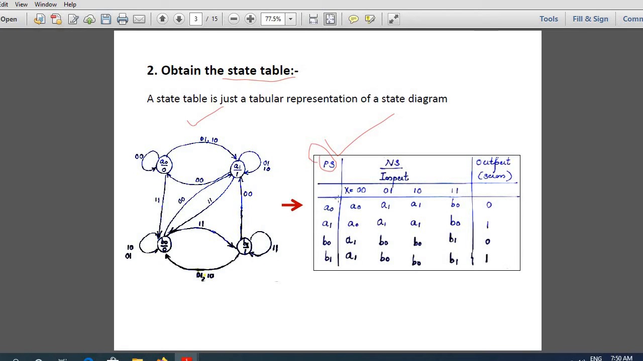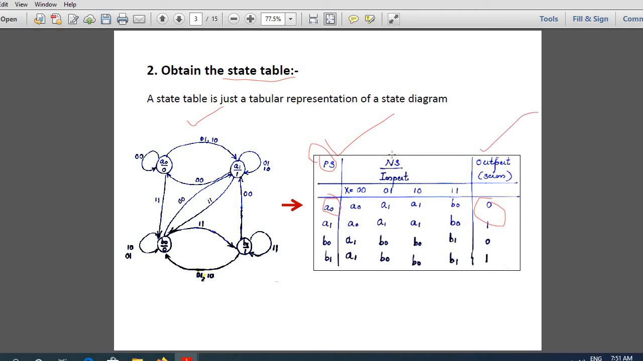So this can be immediately written. For example, for A0, what is the output associated? It is 0. For A1, it is 1, B0, 0, B1, 1. So output is written now.